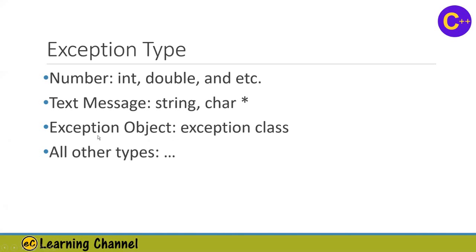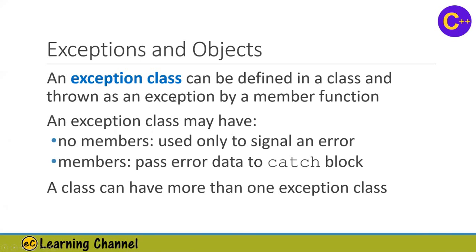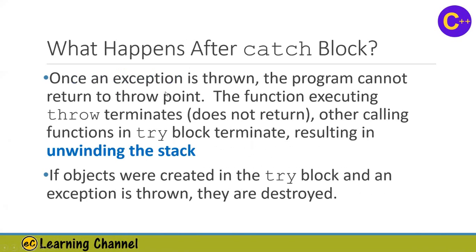Okay, and then for the exception class, usually you like to have an exception class. The exception class can be predefined, and in C++ there is a library called angle bracket exception. Usually you need to include that, and you like to use the base exception class, which is easier to use. An exception class may have no members, used only to signal an error, or members can pass error information to the catch block. A program may have more than one exception class.